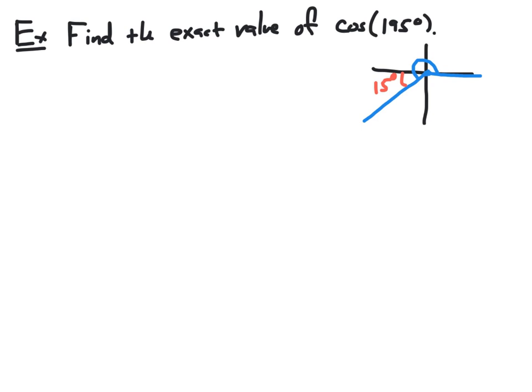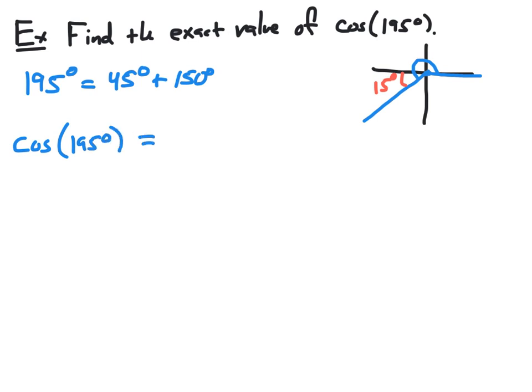And so the easiest way to do this then would be to write 195 as the sum or difference of two angles whose sine and cosine values we know, and then use the sum or difference identity, whichever is appropriate. In this case, there's a number of ways we can do this. One way is to observe that this is equal to 45 degrees plus 150 degrees. Right? And if we make this decomposition, we know that the cosine of 195 degrees will be the cosine of 45 degrees plus 150 degrees.